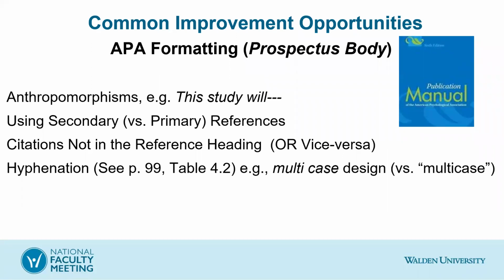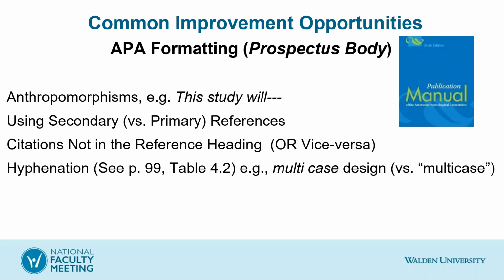Thirdly, using citations within the body of the study that are not located within the reference section, or vice versa, having references within the reference section that are not cited within the body of the prospectus. And this typically occurs from multiple changes, where students will overlook deleting a citation or updating it, but not updating it in the reference section.